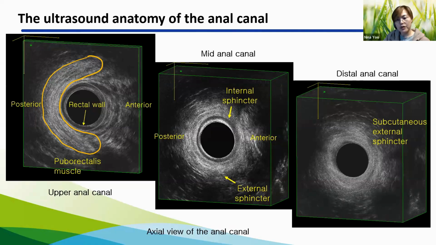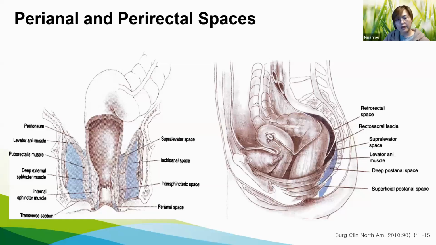This is the actual view of the three segments. In the upper anal canal, you can see the puborectalis muscle, and in the mid anal canal, you can see the very black circle of the internal sphincter and the external sphincter surrounding it. And just below, in the distal anal canal, you can see the subcutaneous external sphincter with a mixed echogenicity. Well, I'll show you the spaces as well. You can actually define these spaces using all those sphincter structures.